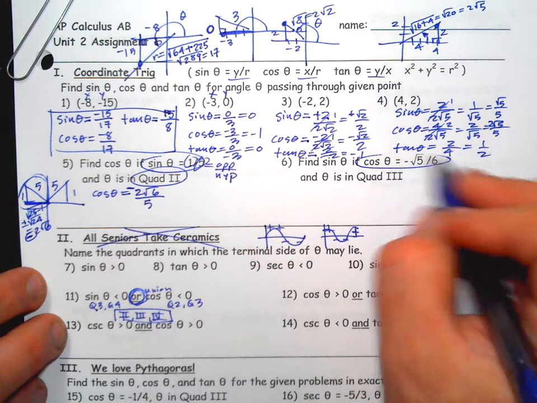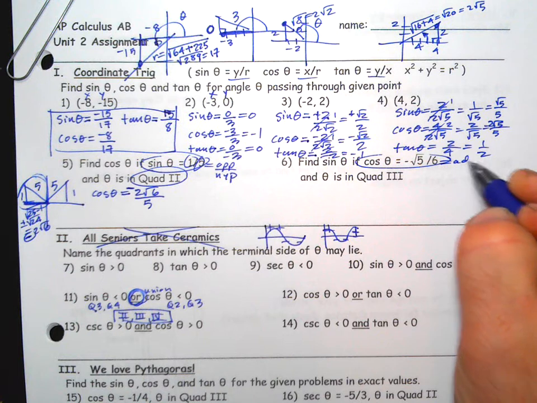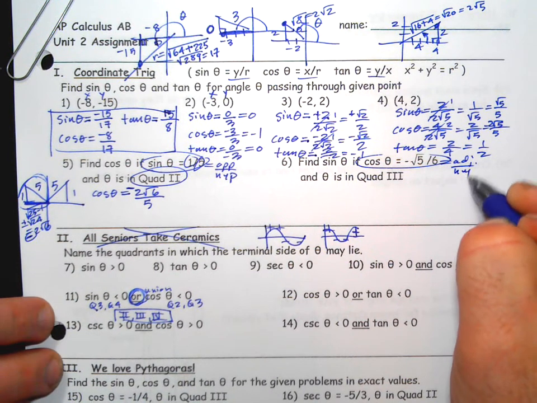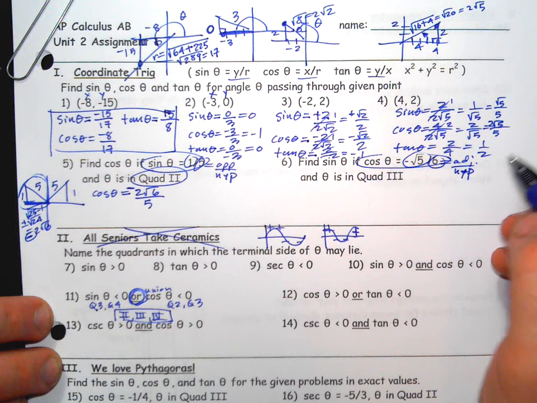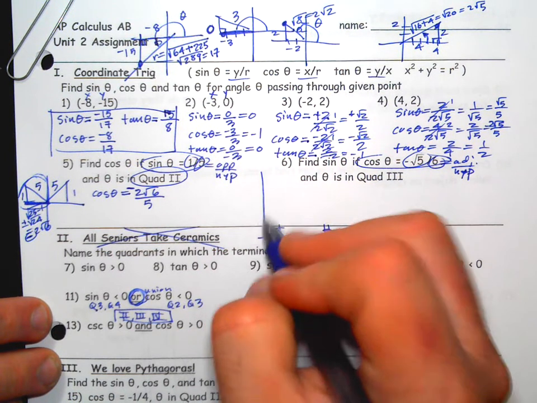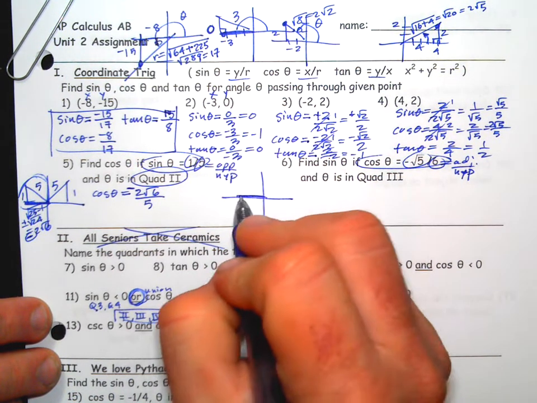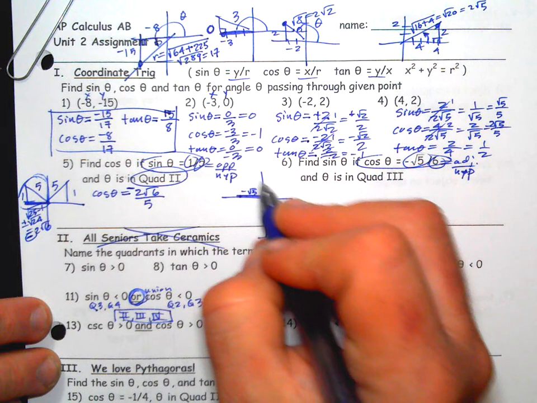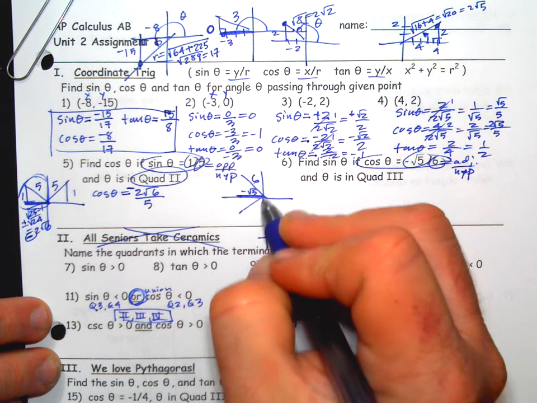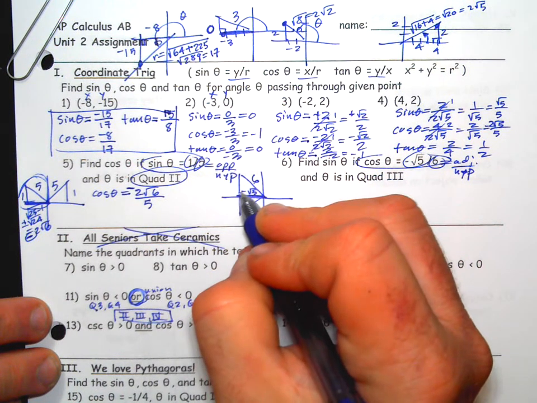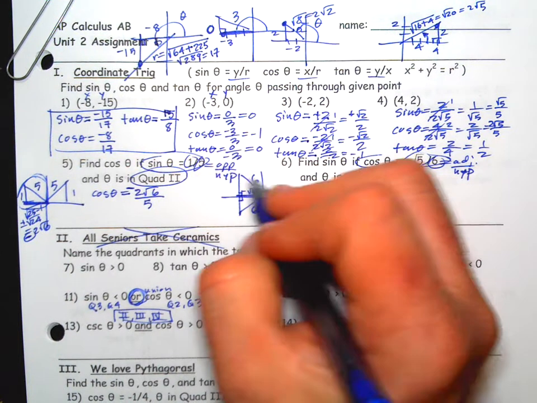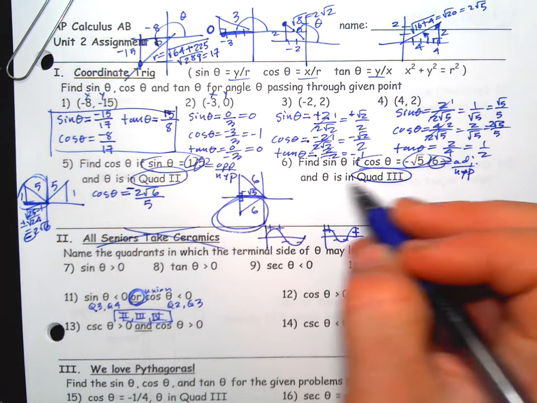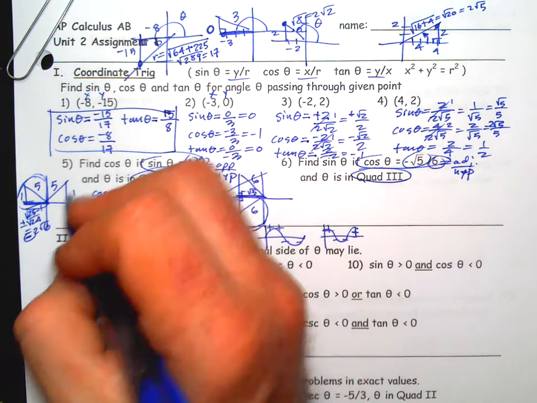Next one, this is going to be adjacent over hypotenuse. And hypotenuse has to be positive. So that negative definitely belongs to the adjacent side. So where is the adjacent side negative? Well, that's over here, negative root 5. So it could be here or here. In both those situations, the adjacent side is negative. And they're going to tell you, well, we want quadrant 3. So we're going to get rid of that one.